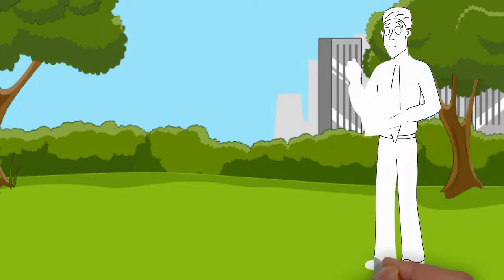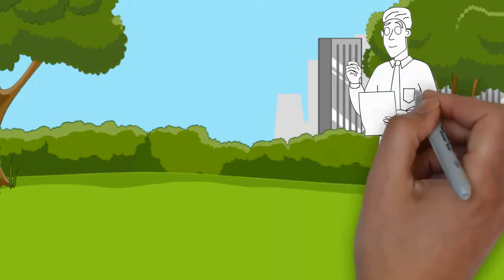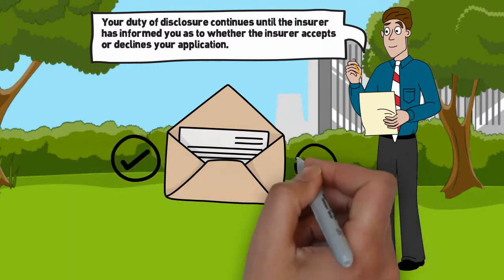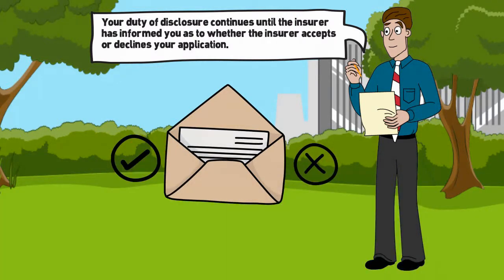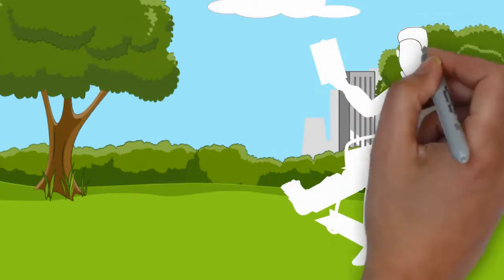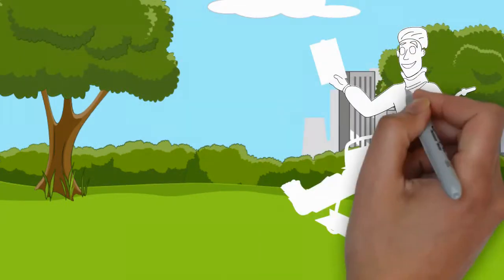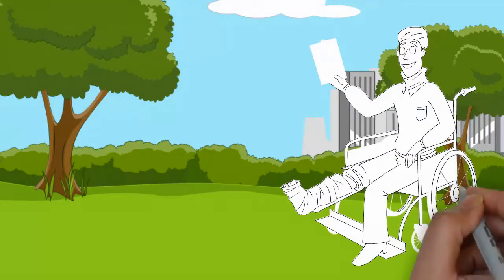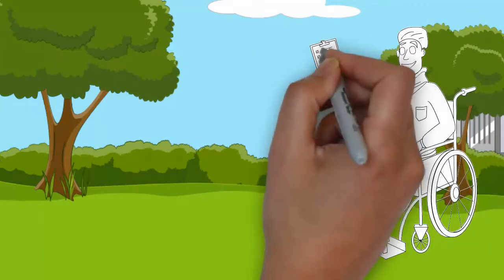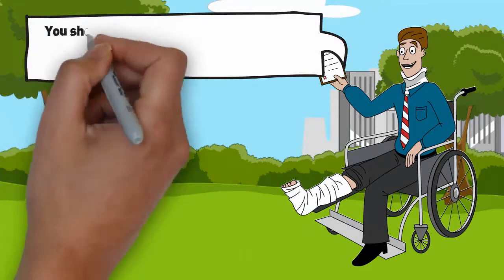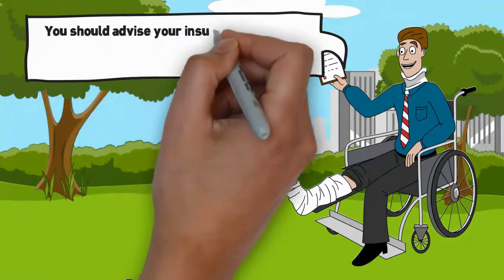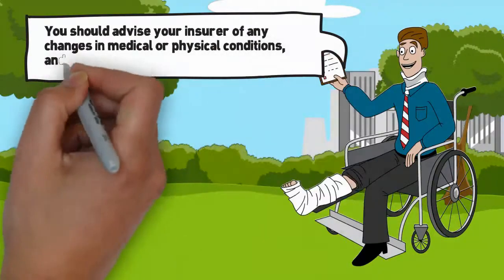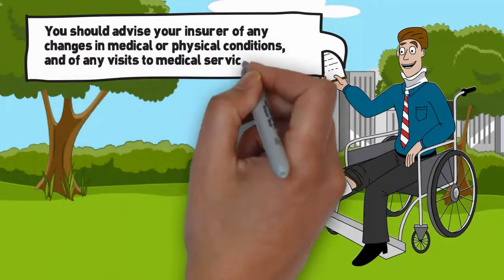Your duty of disclosure continues until the insurer has informed you as to whether the insurer accepts or declines your application. This means that you must advise the insurer of any changes to the information included in your application up until the date that the insurer confirms in writing that the application has been accepted or declined. In particular, you should advise your insurer of any changes in medical or physical conditions and of any visits to medical service providers.